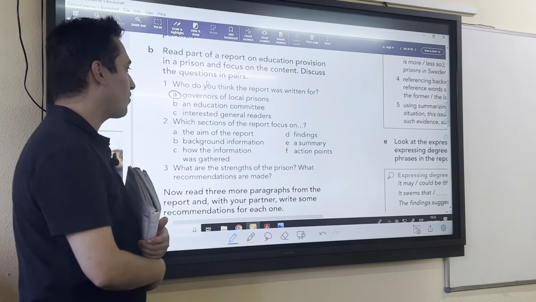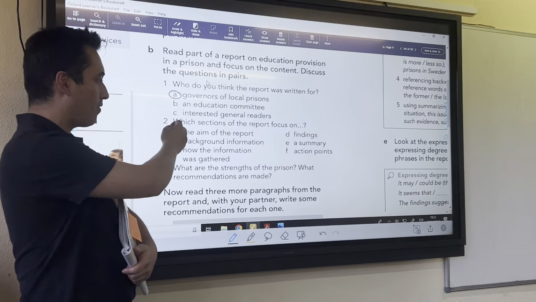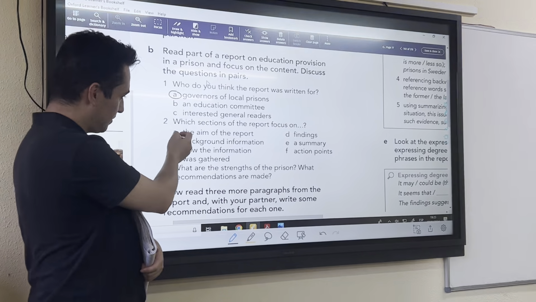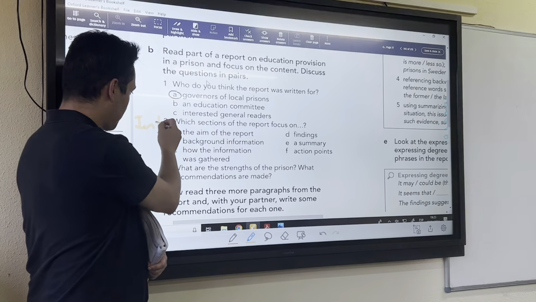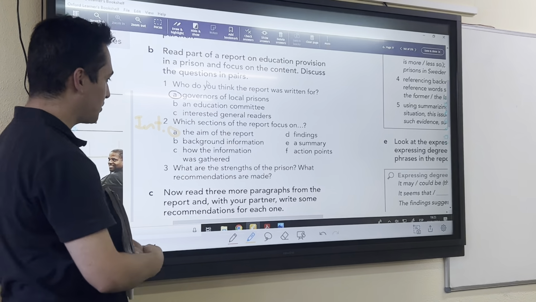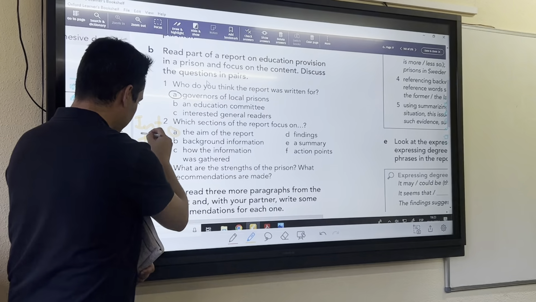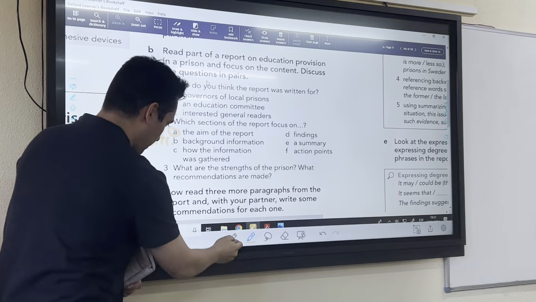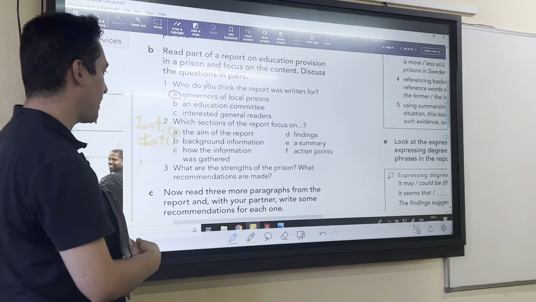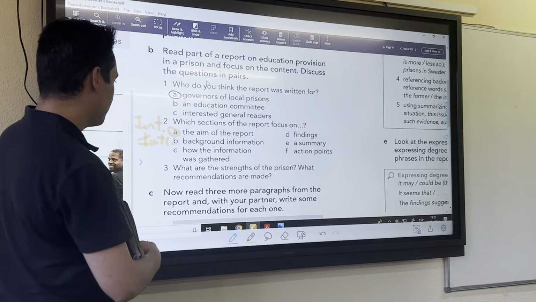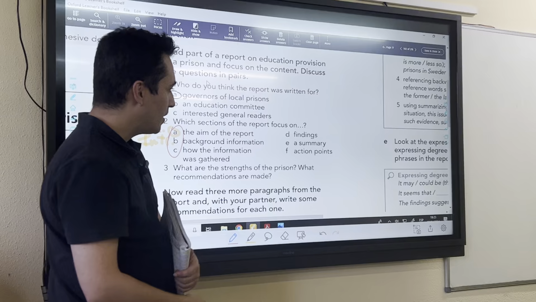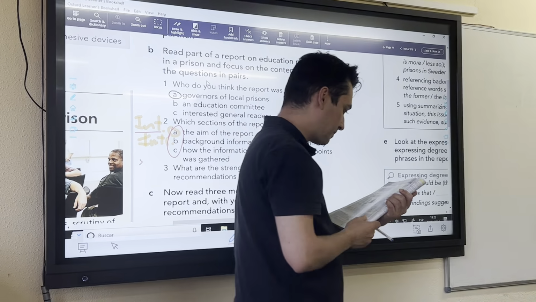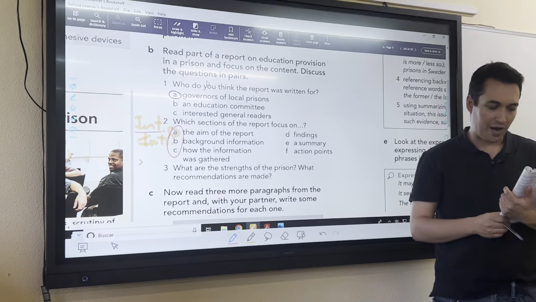So which section of the report focuses on the aim of the report, everybody? Which section? Introduction, yeah? Introduction. Background information. Introduction. How the information was gathered. Introduction. So A, B, and C. Introduction. The findings. Body. Which paragraph?